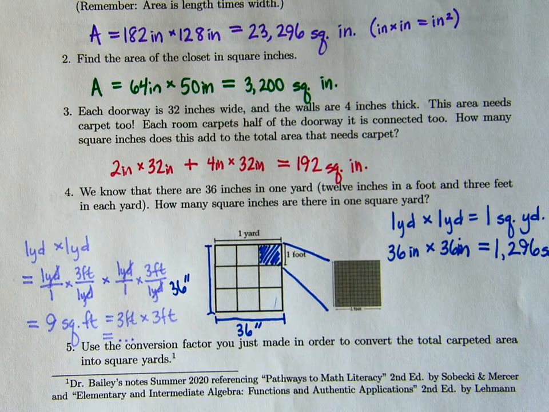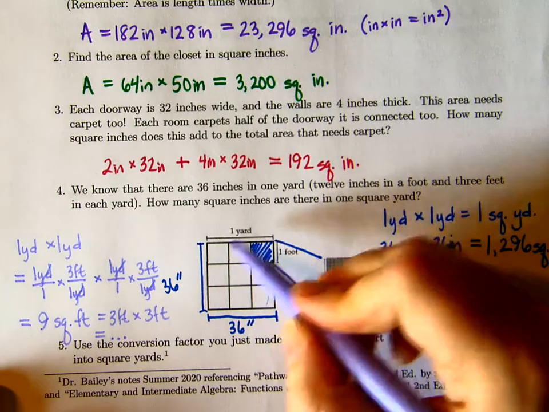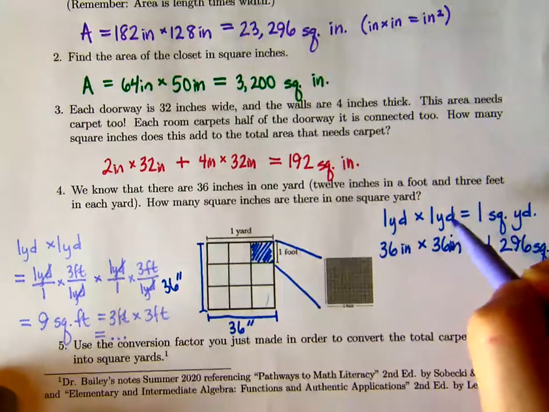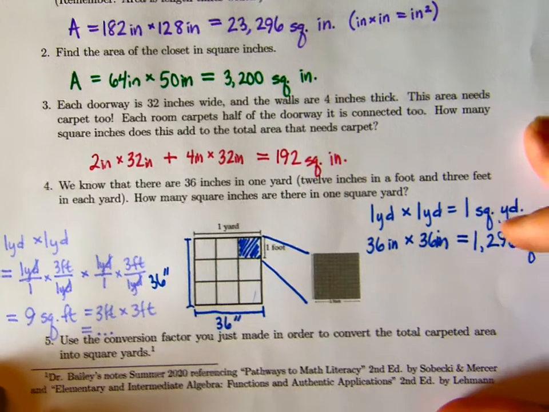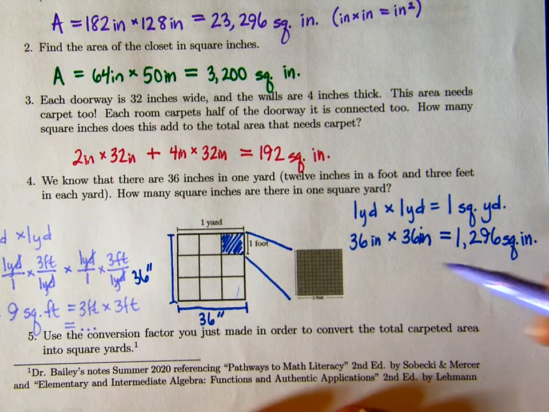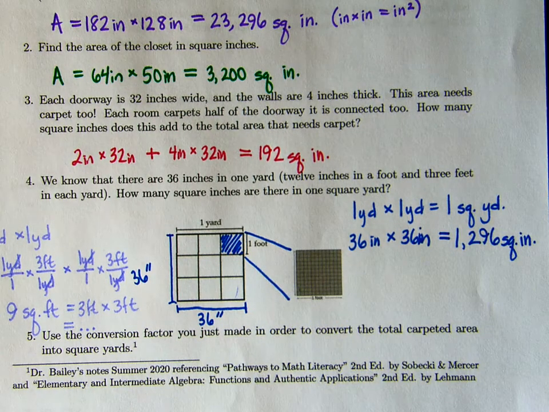Okay, so just so that we keep in mind, we had to convert this yard, the length, and we had to convert this yard, the width, in order to find out how many total square inches there would be in here. And there are a lot of them. A lot of tiny little square inches in there. Okay.